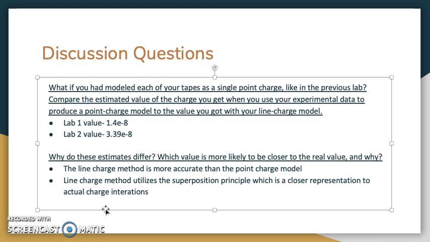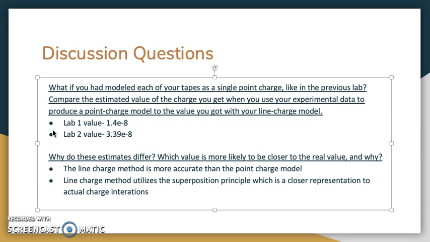The first discussion question asks, what if you had modeled each piece of tape as a single point charge like in the previous lab? Compare the estimated value of the charge you get when you use your experimental data to produce a point charge model to the value you got with your line charge model. So for Lab 1, the charge value I got was 1.4 times 10 to the negative 8, and for Lab 2, with the line charge model, I got 3.3 times 10 to the negative 8. If I had used a point charge model again within Lab 2, I would have received the exact same value as for Lab 1.